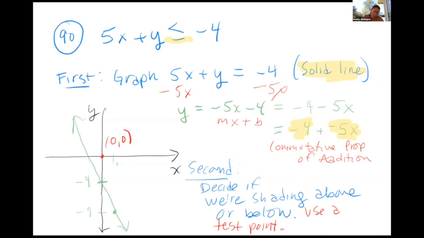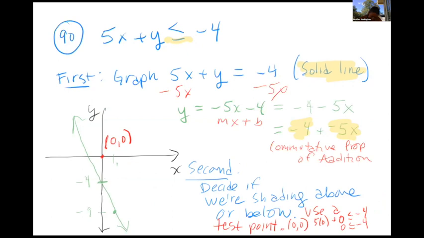Because we're either going to shade above or below this, we only need to test one point. If the test point works, that means we shade that side. If the test point does not work, it means we shade the other side. All right, so we're going to use 0, 0. I'm going with the original equation. So is 0 less than or equal to negative 4?